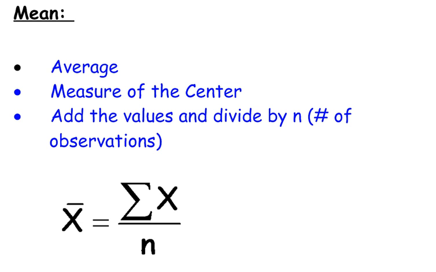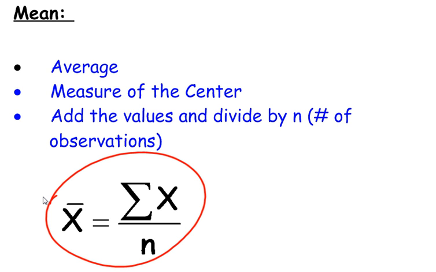It's one of the measures of center. Mean, median, and mode are all measures of center. And to find the mean, you add the values up and divide by the total number of values. So it's not something you haven't done before, but this formula might look a little new to you, so I want to show you this.